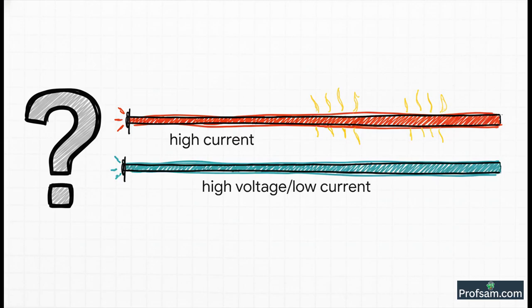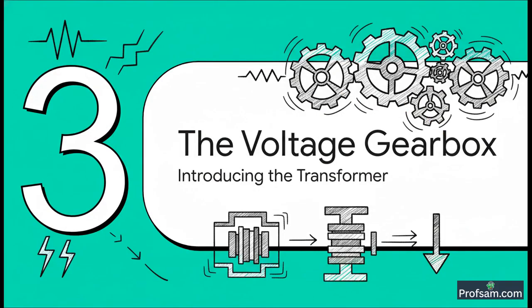And to do that while sending the same amount of power, we have to transmit it at a very high voltage. But wait, our homes need low voltage. So how do we switch between high and low voltage so easily? And right here, this is where our hero makes its entry. The amazing device that makes this all possible is the transformer.